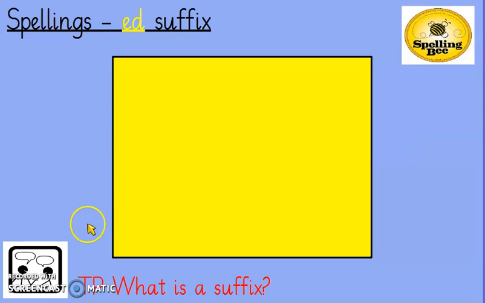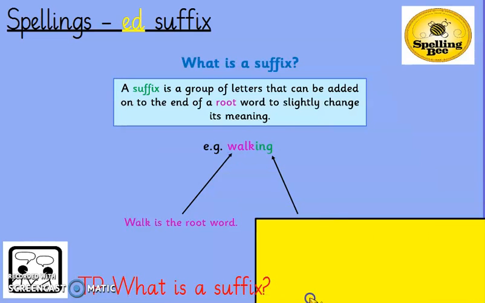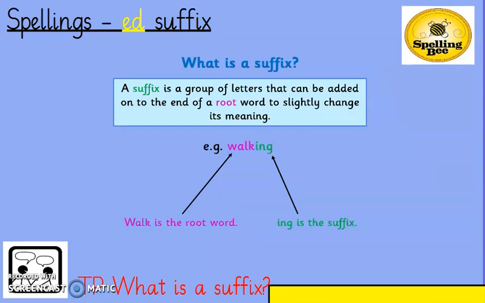Quickly pause the video and turn to your grown-up and see if you can tell them what you remember from yesterday's learning. Okay, a suffix is a group of letters that can be added to the end of a root word, which is like the main word, to slightly change its meaning. So for example, if I had walk as my root word, and if I add the suffix ing, it becomes walking.